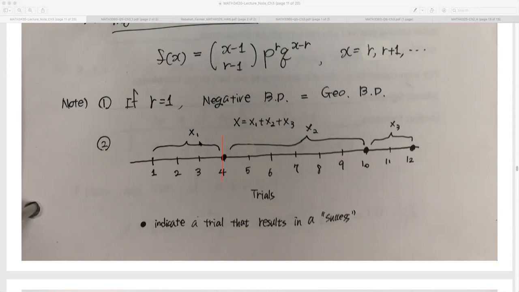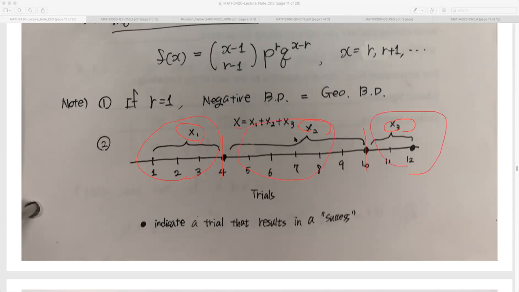Because here, even though we split out, X1, X2, X3 can be considered as independent random variables. Why? Even though we get the error in the first trials, that does not affect the probability to get the success in X2. So we can completely separate them into random variable X1, random variable X2, random variable X3.